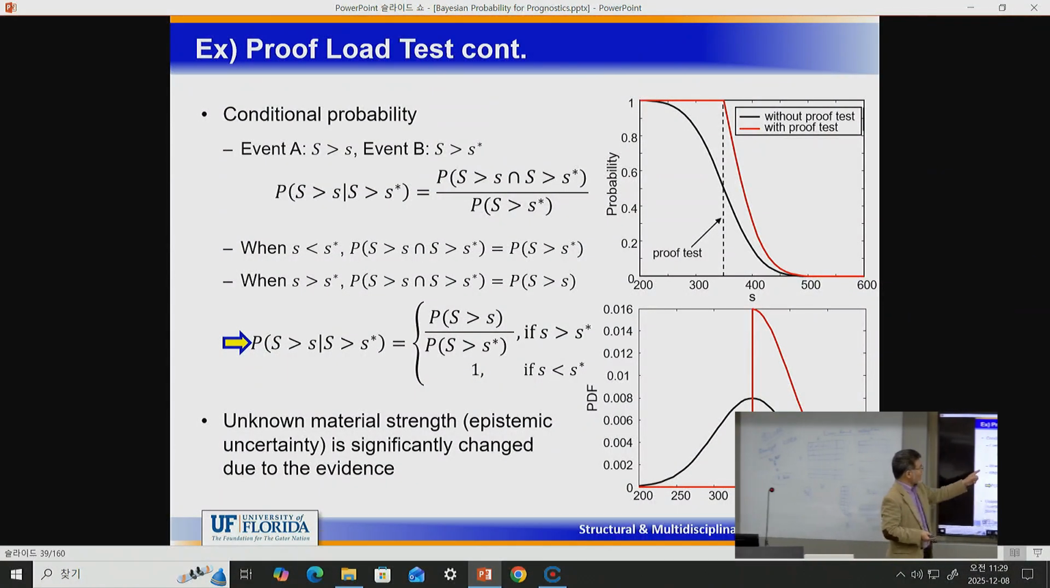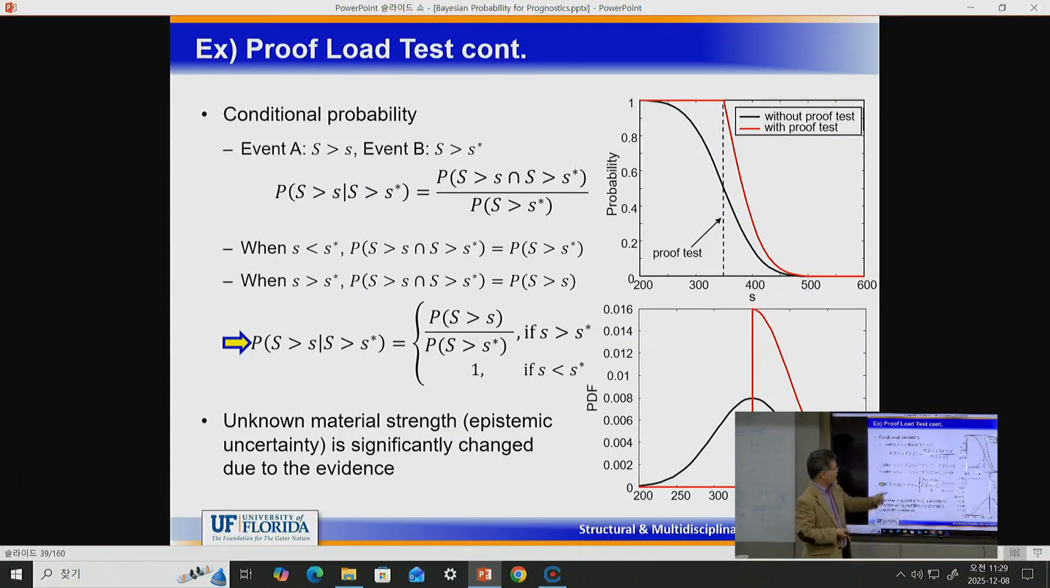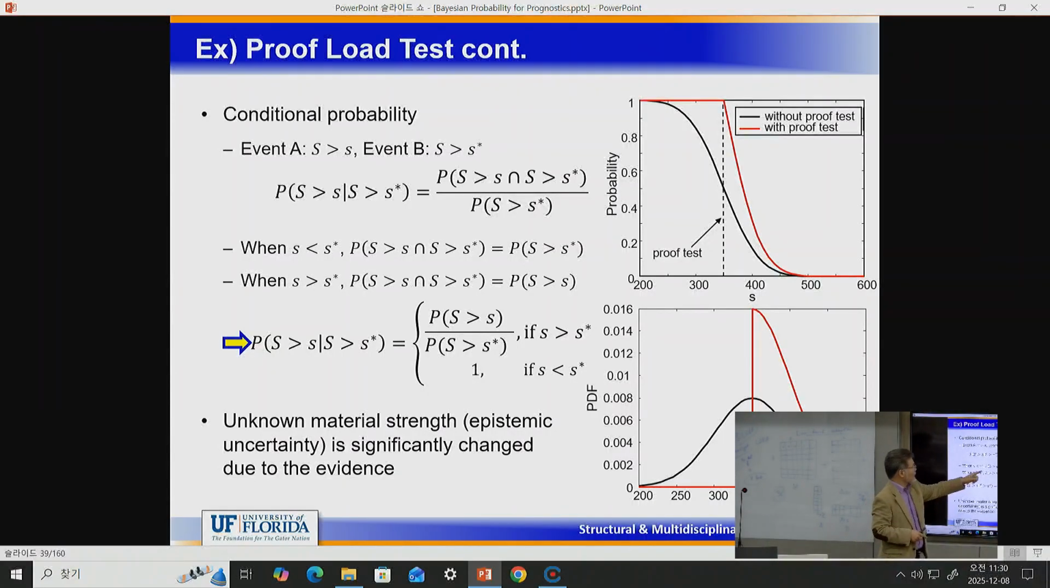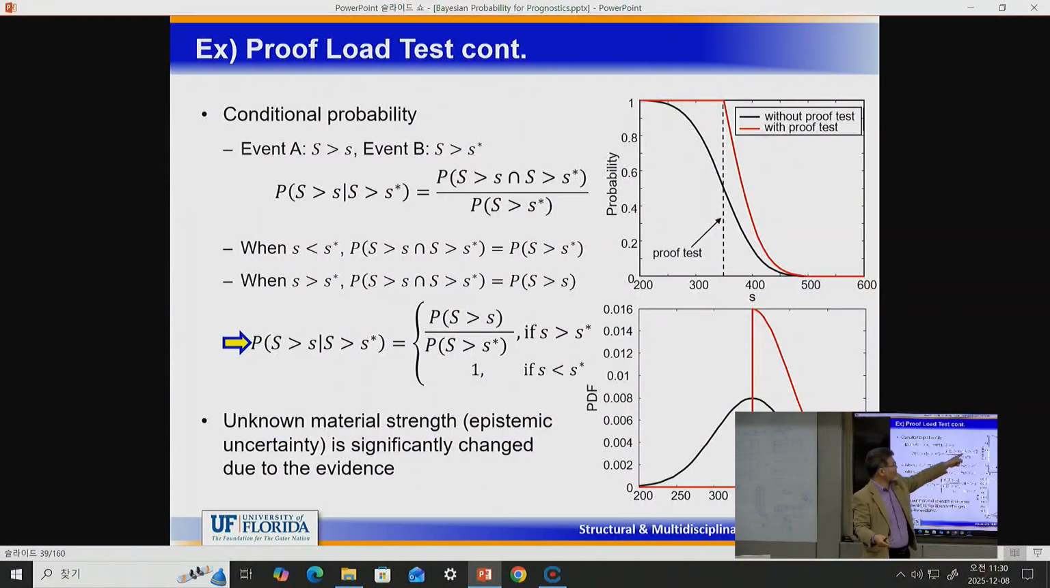When S is less than S star, if you look at this one, this includes this one, right? So this intersection becomes the same as this one. So the numerator and denominator are the same, you cancel it out, and it becomes 1. S greater than 350 is this much, and S less than 350 is this much, so it's inside of your set. So the intersection is nothing but this one.